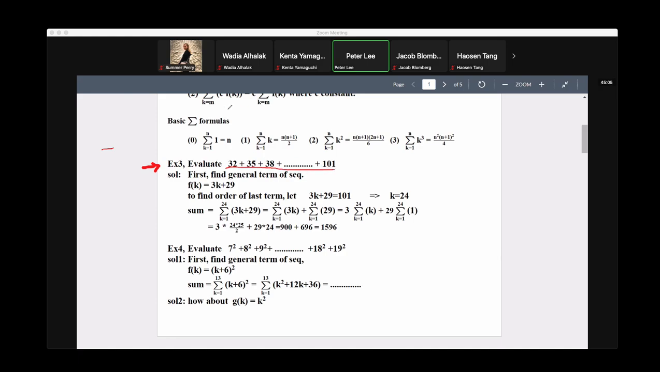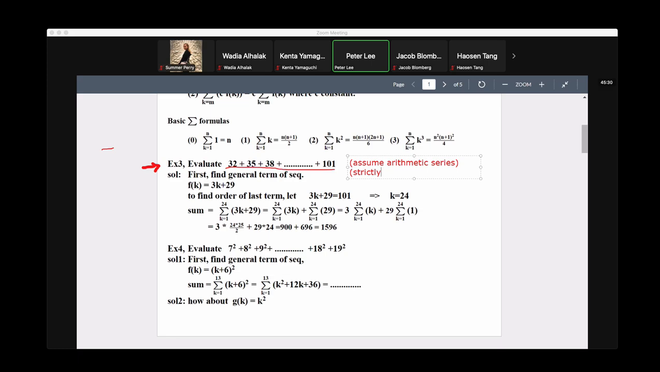Then we assume that this is an arithmetic series, although that dot dot dot is not well defined. So in this case, assume arithmetic series.